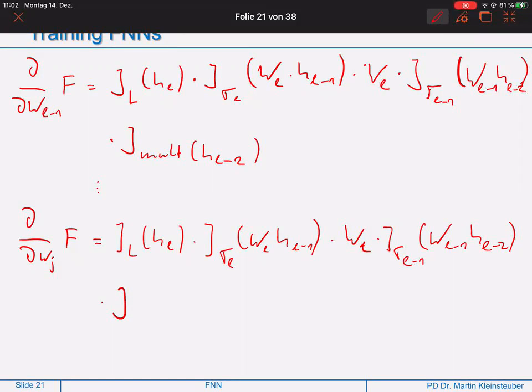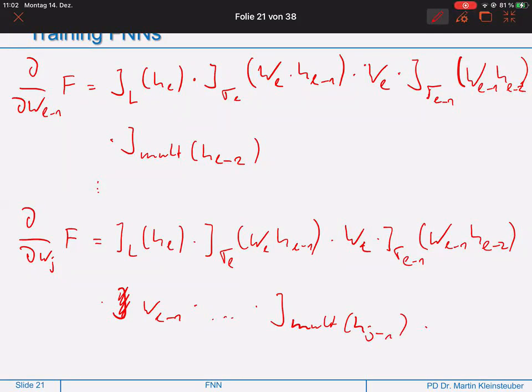this is the weight matrix coming in again, WL minus 1, times, and then everything here repeats until we go to the vector that does not depend on the weight Wj anymore, and this is the vector H J minus 1.